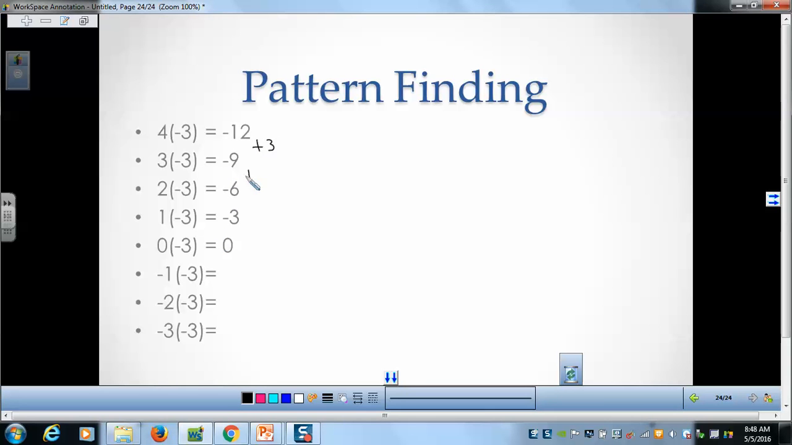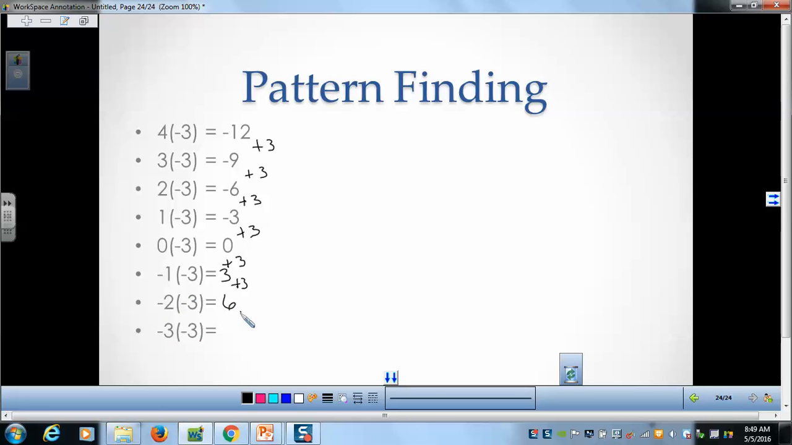So I'm adding 3. I'm adding 3. I'm adding 3. I'm adding 3. So this pattern should continue, so I should add 3 here, and notice I would get a positive 3. A negative 1 times a negative 3 is a positive 3. Amazing. And then notice I would add 3 again to continue the pattern. This would give me 6. And we know that 2 times 3 is 6. So that means then that a negative times a negative would have to be a positive.